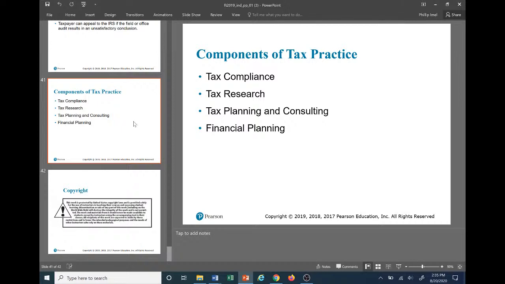Next, tax planning and consulting. Much of the tax professional's value to a client may be in the planning and consulting areas, which in turn is going to minimize taxes paid and maximize after-tax cash flows, while at the same time accommodating clients' desires. That's a much sought-after commodity in today's complex tax environment. So there's a lot of tax planning and consulting going on.